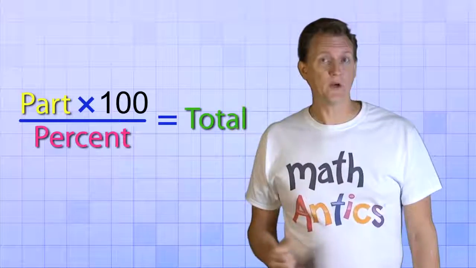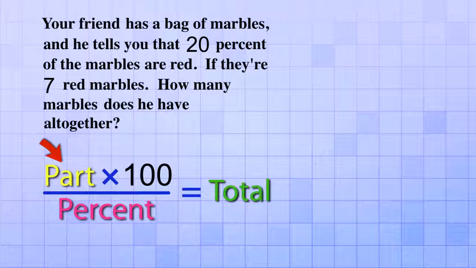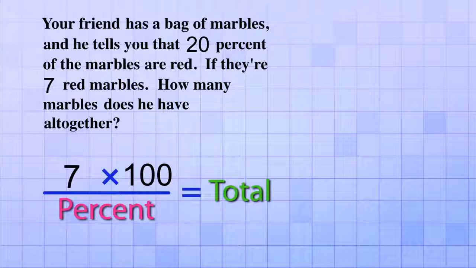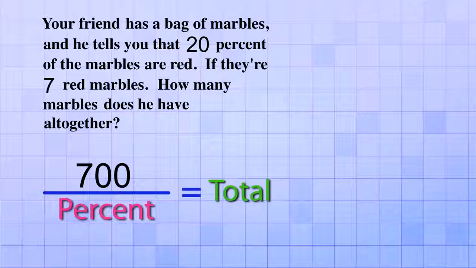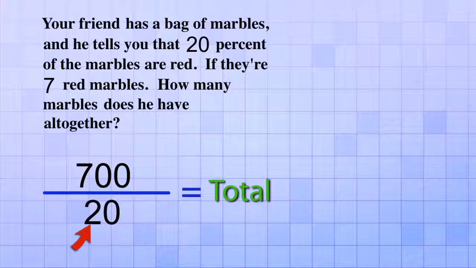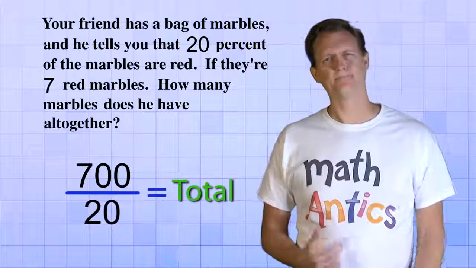Let's try it out on our word problem about the marbles. We know that the part that are red is 7, so step 1 is to just multiply that part by 100. 7 times 100 is 700. And in step 2, we take that 700 and divide it by the percent, which we're told is 20. Okay, 700 divided by 20.